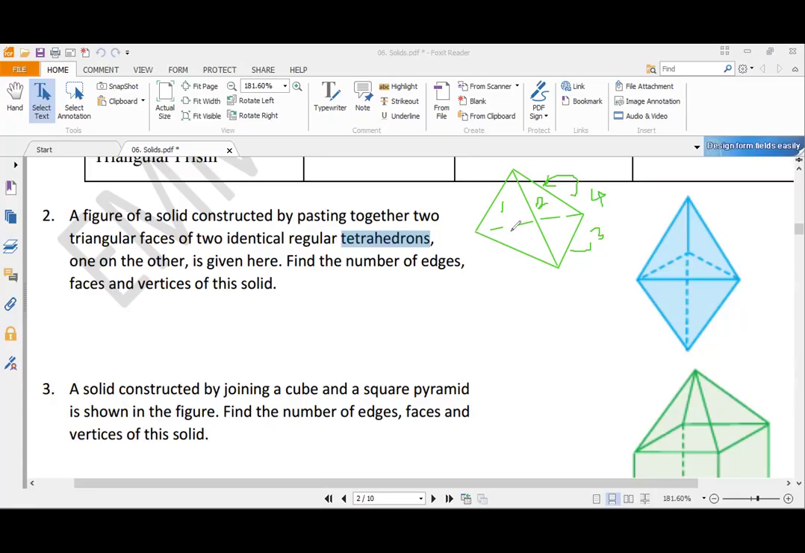By using two regular tetrahedrons, the two regular tetrahedrons have been pasted by using this below face, upside down like this. So it becomes like this. Now they are asking, find the number of edges, faces, and vertices on this solid. Can anyone tell me by counting how many edges, how many faces, how many vertices are there?